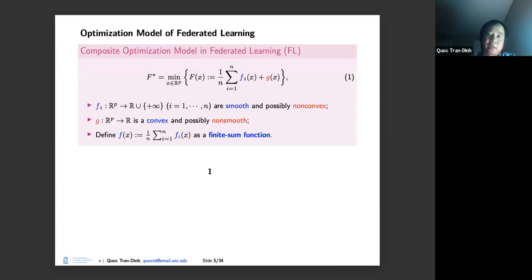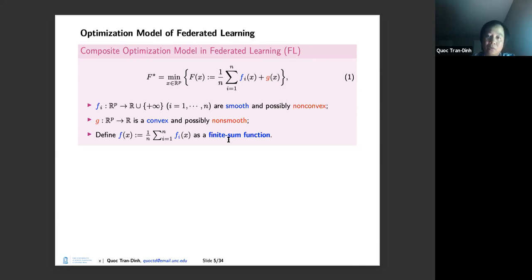So the problem we are interested in is the following optimization model. By the way, if you have any question or comment, please interrupt me at any time during the talk. Thank you. The model that we are interested in here is to minimize the sum of Fi, basically the average of Fi, plus the regularizer Z. The functions Fi are assumed to be smooth and possibly non-convex, but the function Z is convex and possibly non-smooth, so the opposite. And we define the function F as the sum or average of Fi. The goal is to develop algorithms to find a stationary point of this problem, because the problem is non-convex. So our hope is just to find a first-order stationary point of this problem.